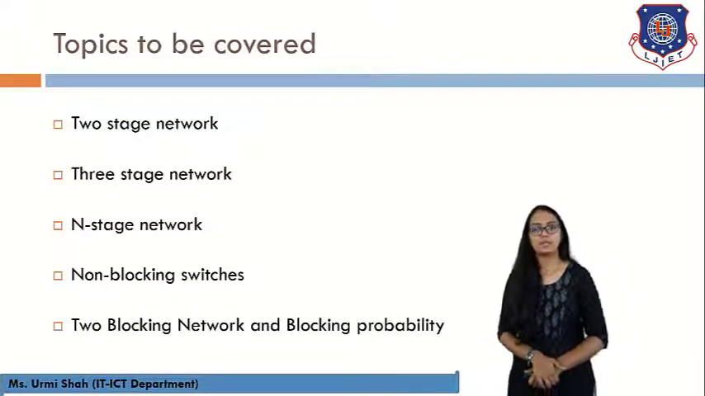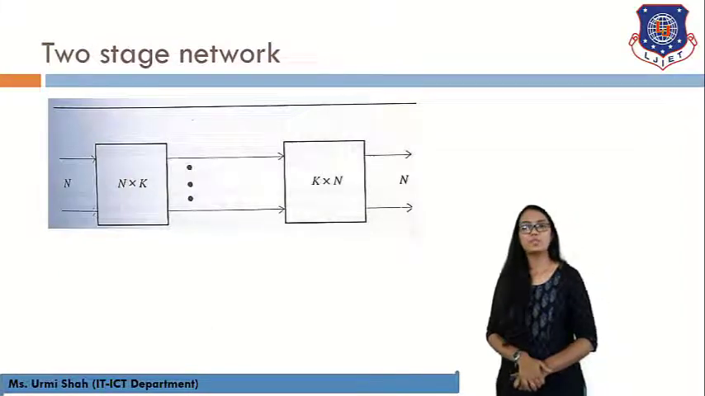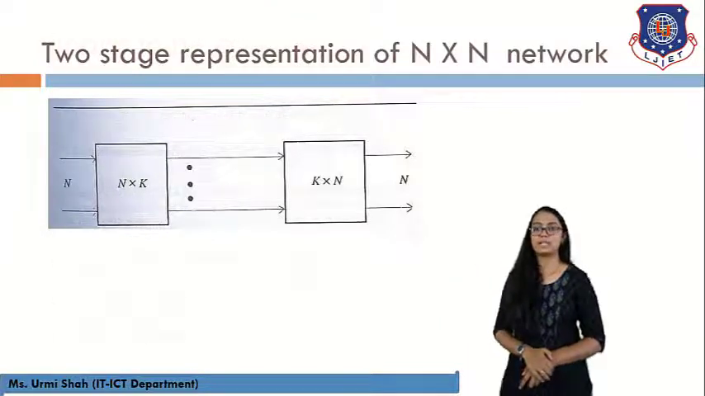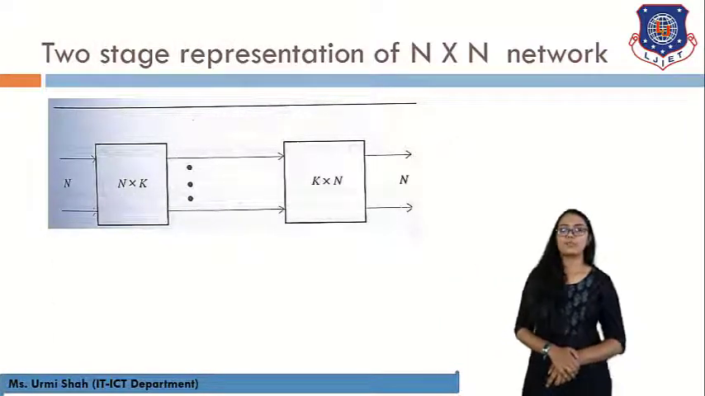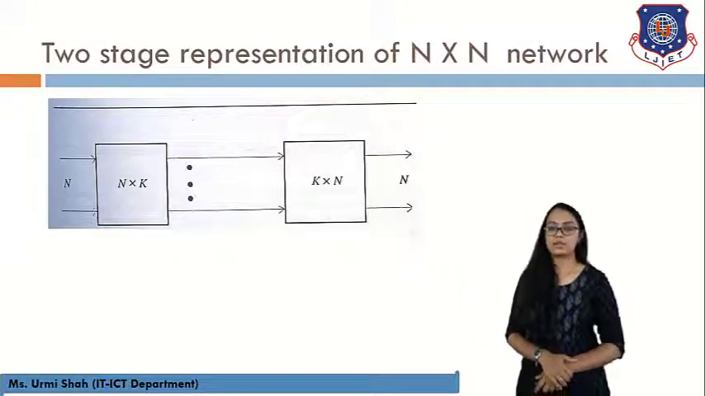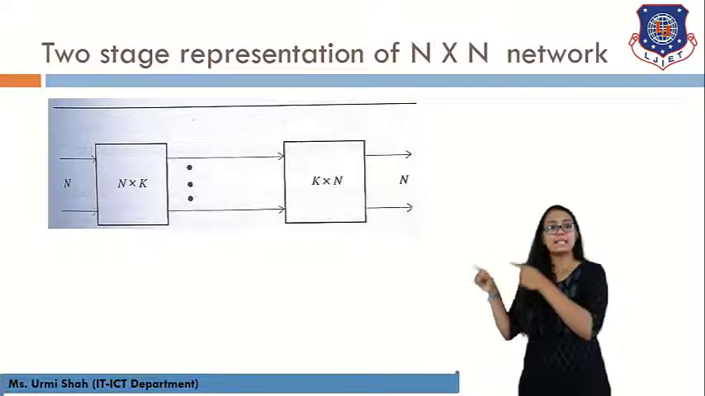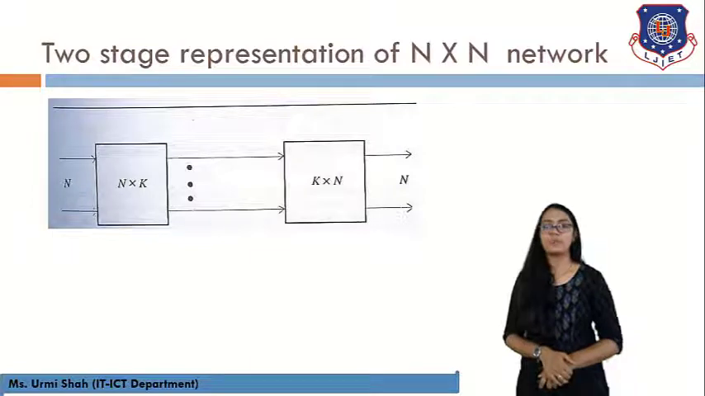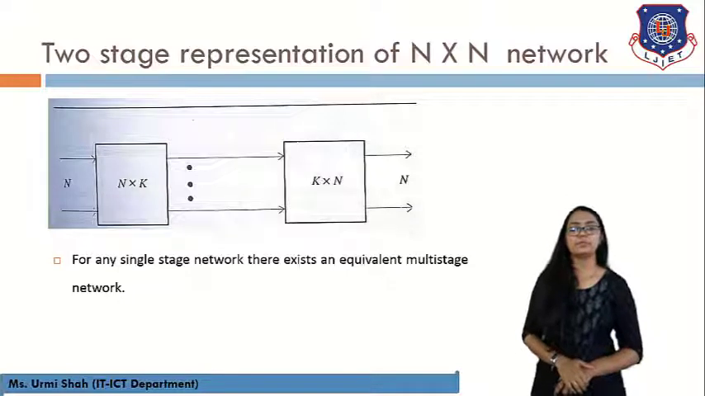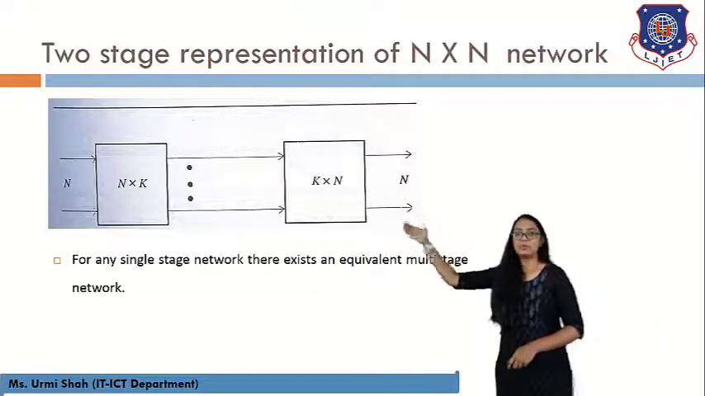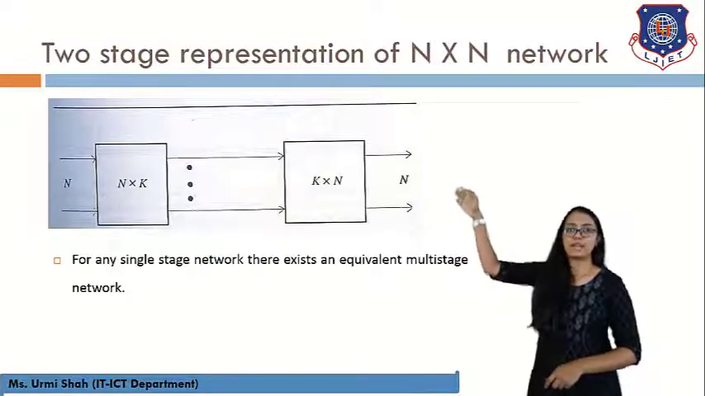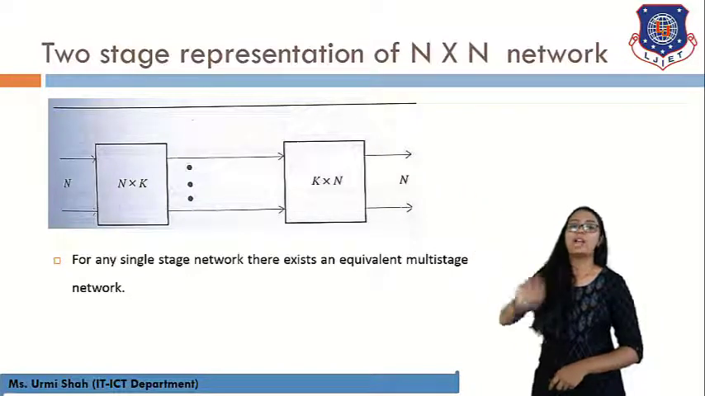Basically, in the previous session, I discussed a two-stage network. You can see over here, the first topic of our session is the two-stage representation of an N cross N network. As you can see, this is a diagram of the two-stage representation of an N cross N network. At the input side, you have N inlets, that is N number of inputs, and at the output side you have N outputs.